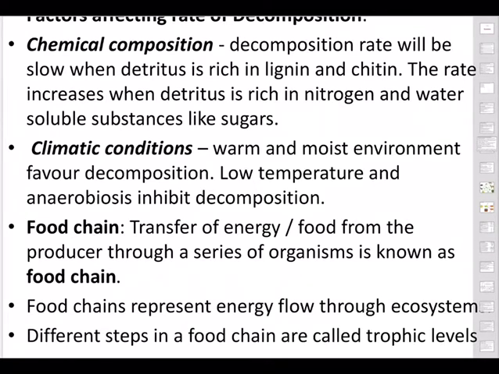inhibit the decomposition. And one more factor that we must remember in the factors that affect decomposition is oxygen availability. Decomposition is dependent on oxygen availability, so the more the oxygen, the faster the decomposition.